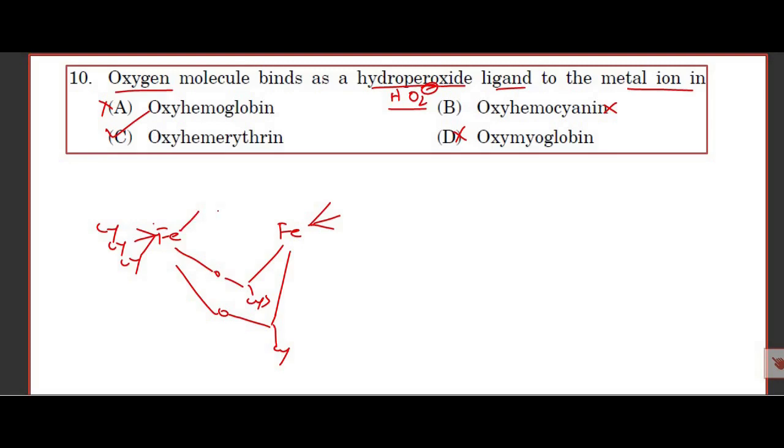Here it is bonded with oxygen. Again this is bonded with oxygen and another oxygen, and here you will have one hydrogen, and a hydrogen bond is formed between hydrogen and oxygen. Here you will have an HO2 bond, a peroxo bond, HO2 minus bond, and here the oxidation state is 3, Fe3. So option C is correct.